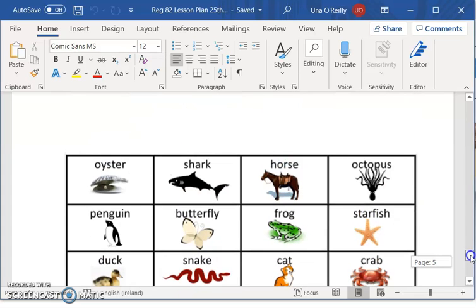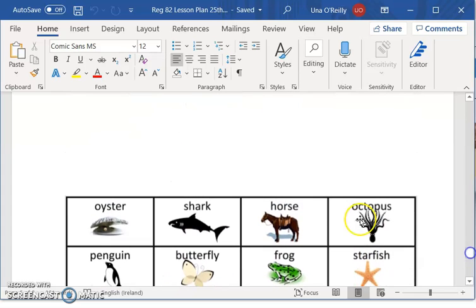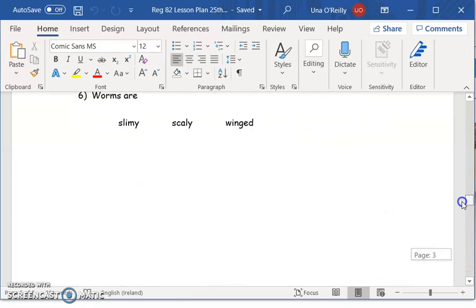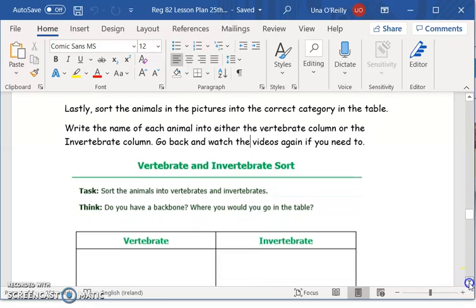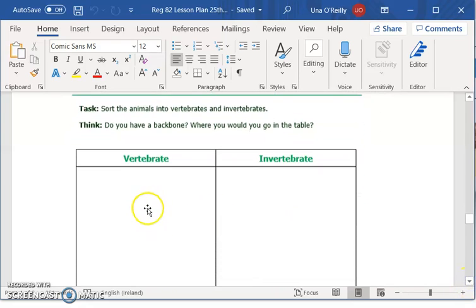And as I said, for example, let's take a horse. Think, as it tells you up here, do you have a backbone? So would a horse have a backbone? Yes, it would. So it would go into the vertebrate column. Any animal without a backbone goes over here in the invertebrate column.